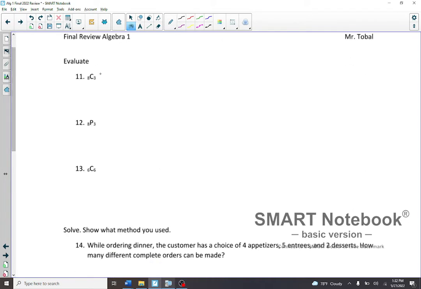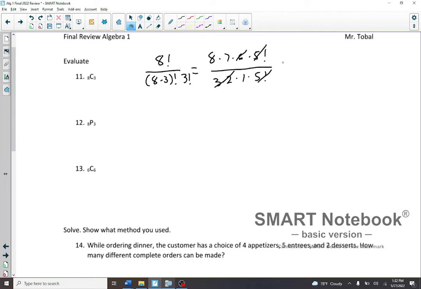All right, evaluate 8C3. In order to evaluate this, the equation would be 8 factorial over (8 minus 3) factorial times 3 factorial, which is 8 times 7 times 6 times 5 factorial, over 3 times 2 times 1 times 5 factorial. The 5 factorials cross out. 3 times 2 crosses out with 6, which leaves 8 times 7, which is 56. A lot of work though.